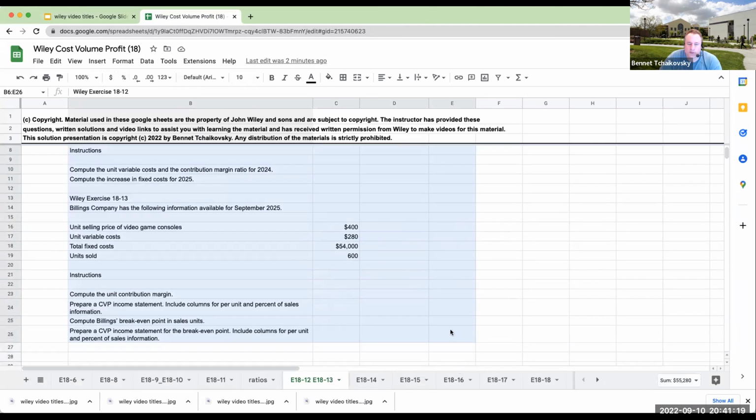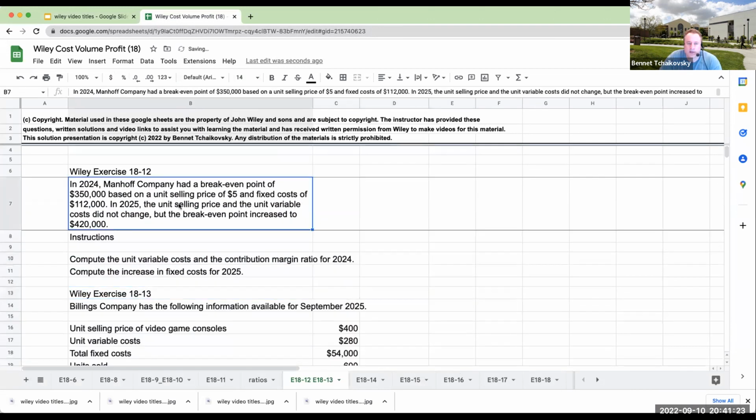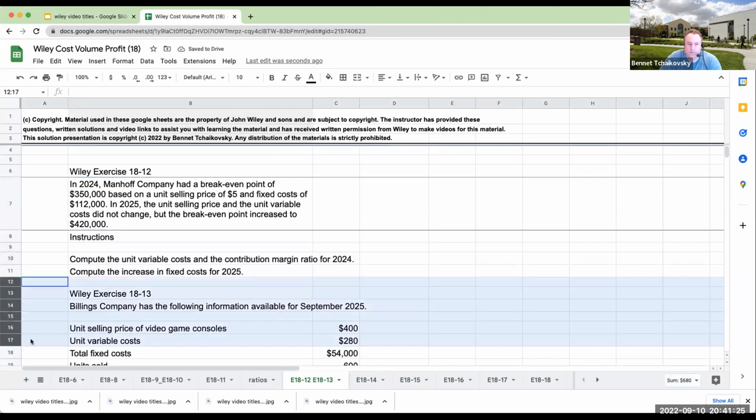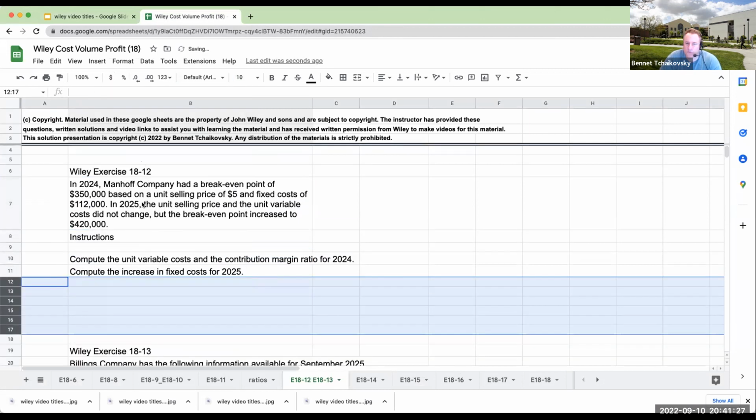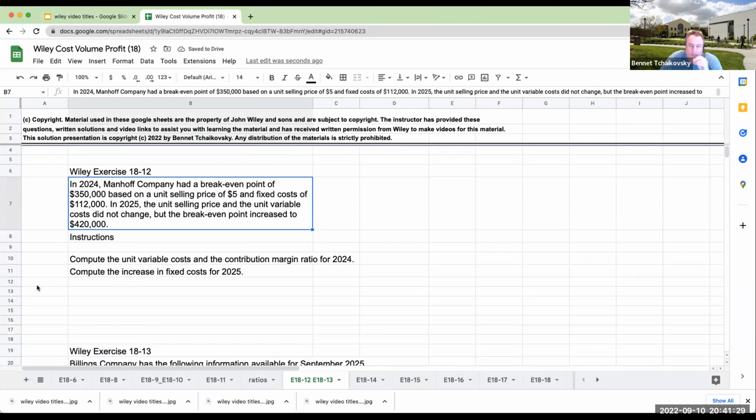So coming right over here, let's take a look. In 2024, Manhoff Company had a break-even point of $350,000 based on a unit selling price of $5 and fixed costs of $112,000. In 2025, the unit selling price and the unit variable cost did not change, but the break-even point increased to 420. Oh boy, we've got to do this question.